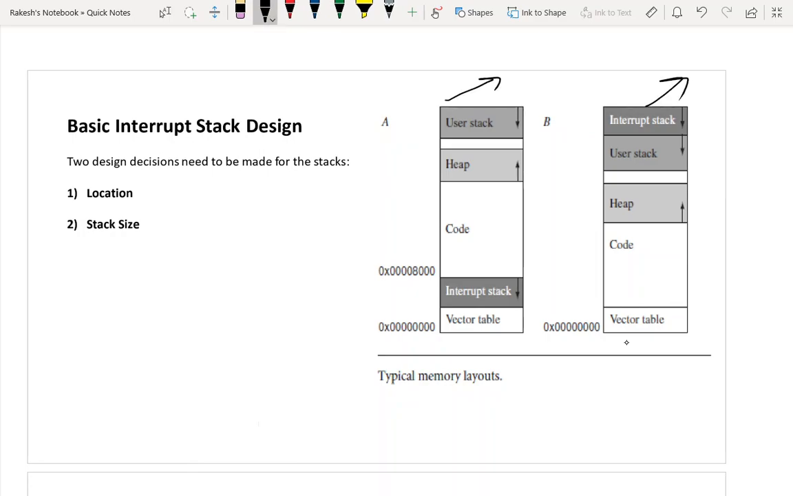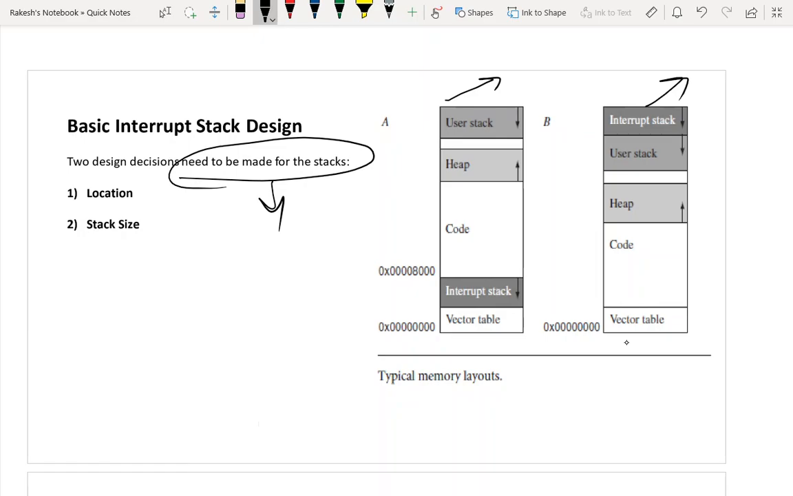Before I actually go and discuss these two typical memory layouts, let me first discuss the two main design decisions which need to be taken for allocating the stack in memory. So what are those two design decisions that you have to take?